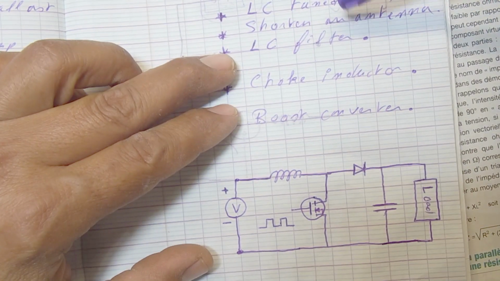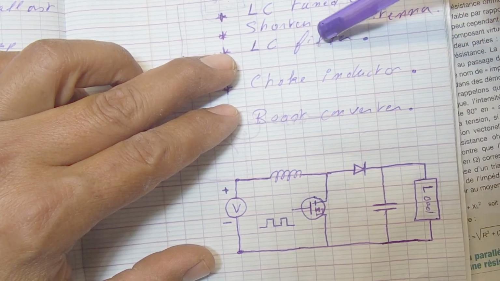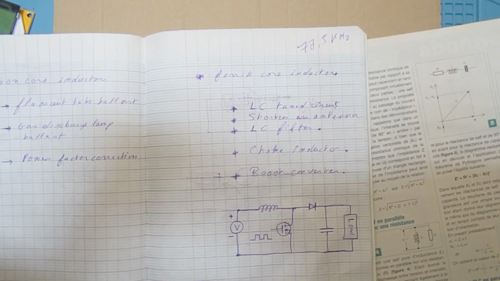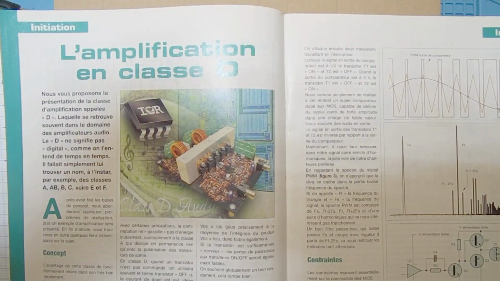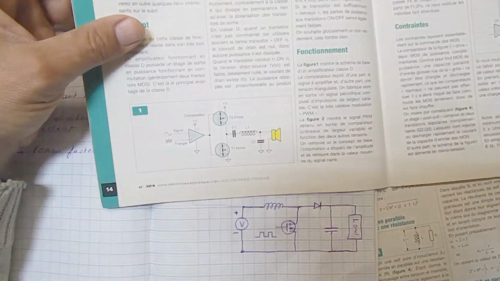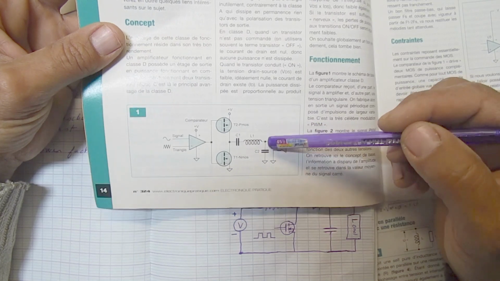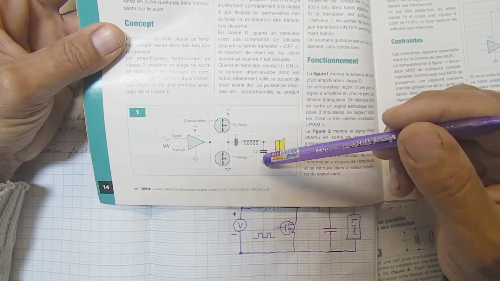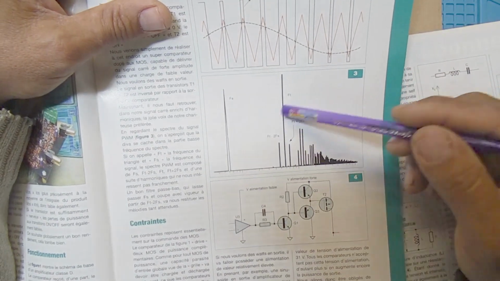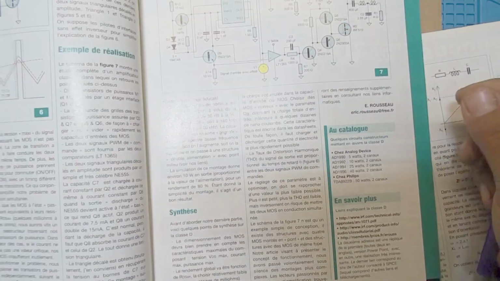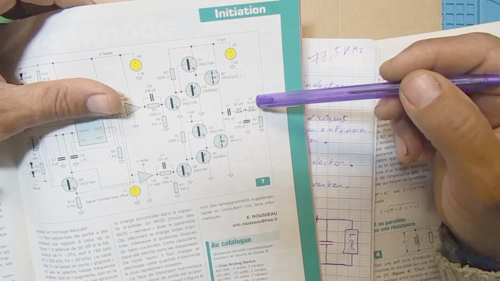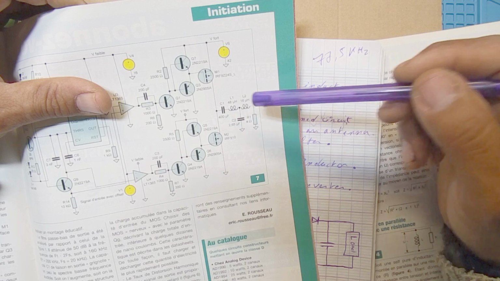Now we come to the use of inductor in the LC filter. For example, here we have an amplifier, a class D amplifier, and we found at the output an inductor to filter the high frequency part of the wave. Here those high frequency parts will be filtered, and we get only the low frequency wave, the sound. This filter is formed by 2 inductors and 2 capacitors.